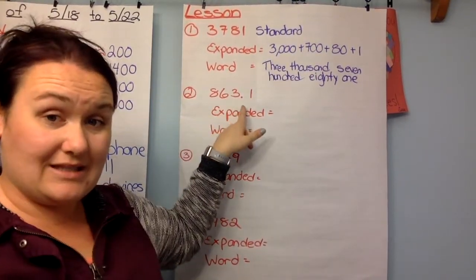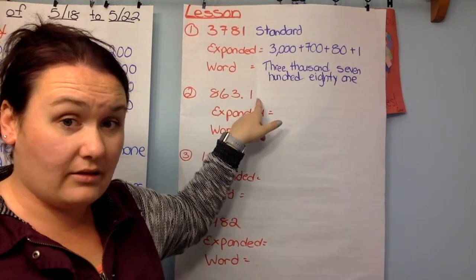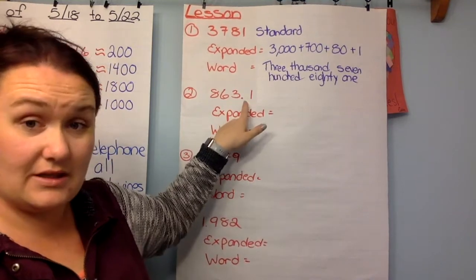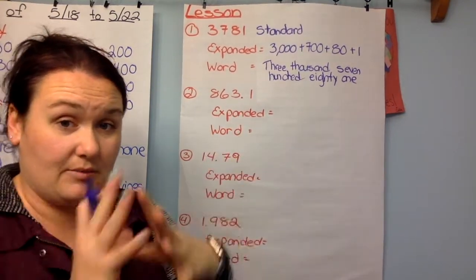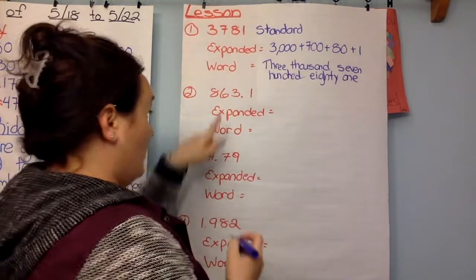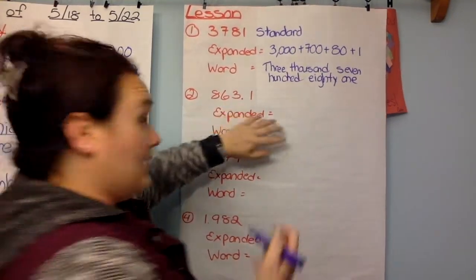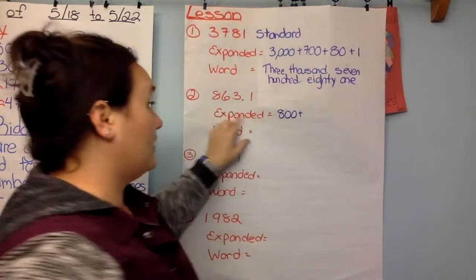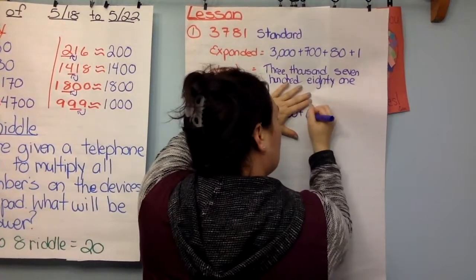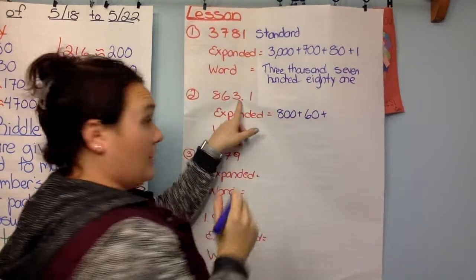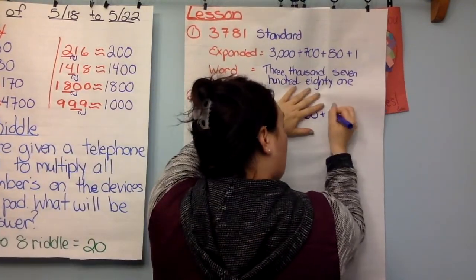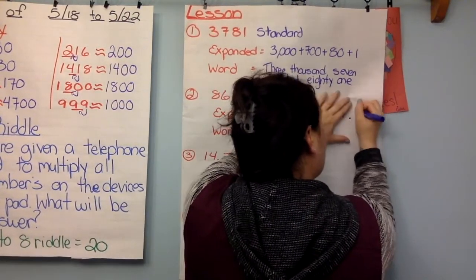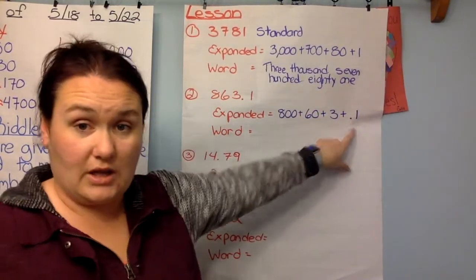We have 863 and 1/10. So now it gets a little harder because we're adding on the decimals. So since this is already in standard form, I'm going to write it in expanded. Remember, you're expanding it out by the place. Starting all the way to the left, my 8 is in the hundreds place. So that's 800. 6 is in the tens. So that's 60. 3 is in the ones. That's 3. And now I can't forget my 1/10. So 1/10, remember, is a decimal. So you have to make sure you put your decimal.